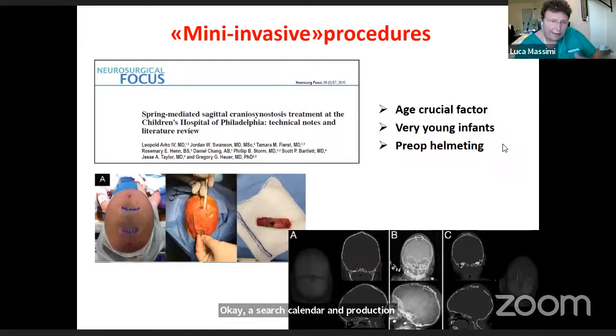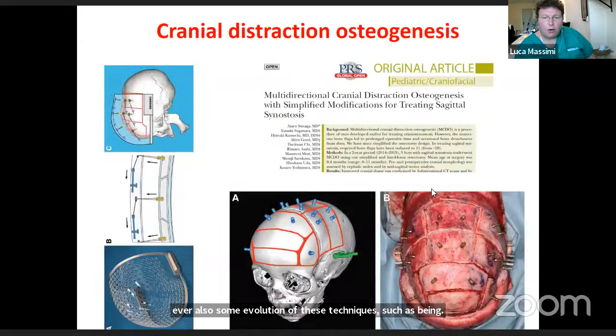Of course, we also have some evolution of these techniques, such as the spring-mediated distraction for the sagittal synostosis, or such an invasive treatment with osteogenic distraction for severe cases or for older children.